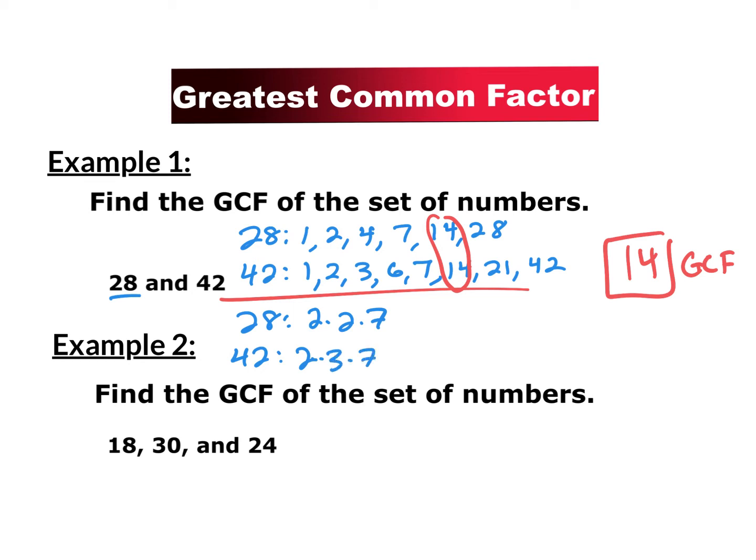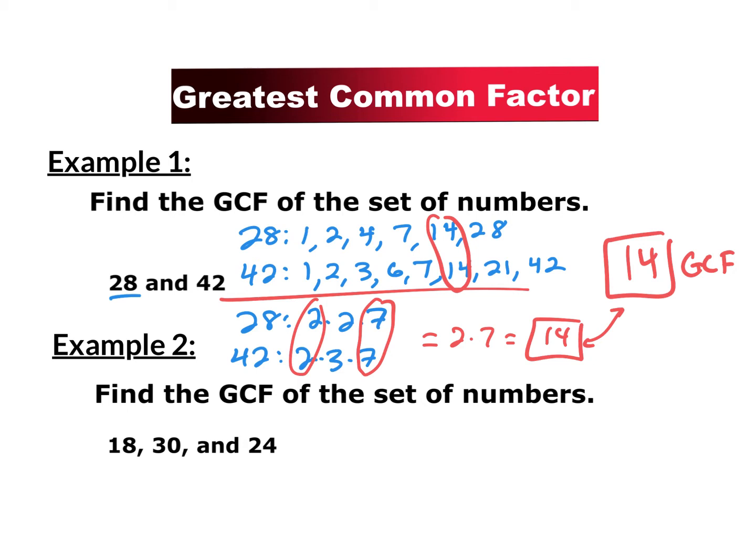And so if you look at the prime numbers, the ones they share in common are the two 2's, and then the one 2 and one 7 that they share. And if you multiply those two together, you get 14 as well. So either way, if you want to list the factors or list the prime factorization, it does not matter.